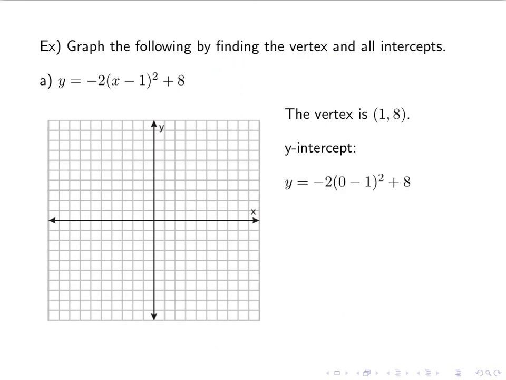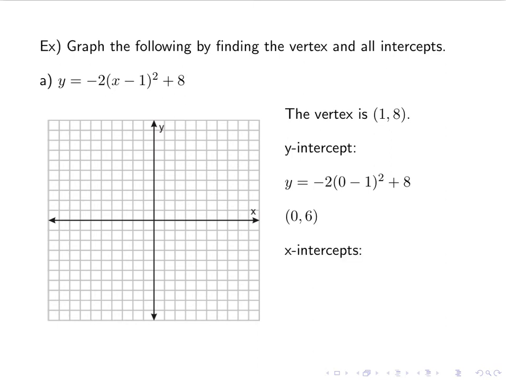So x is 0. I do out order of operations, right? 0 minus 1 is negative 1. Negative 1 squared is 1. 1 times negative 2 is negative 2. Negative 2 plus 8 is 6. So the y-intercept is (0, 6).